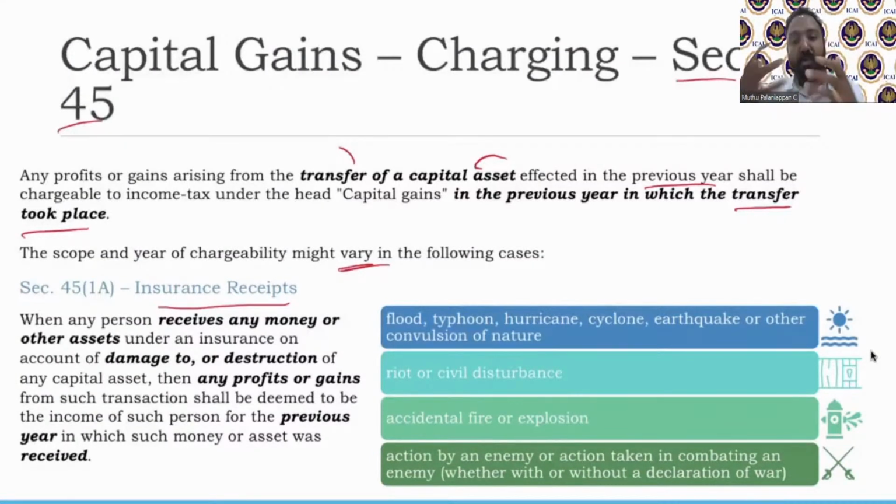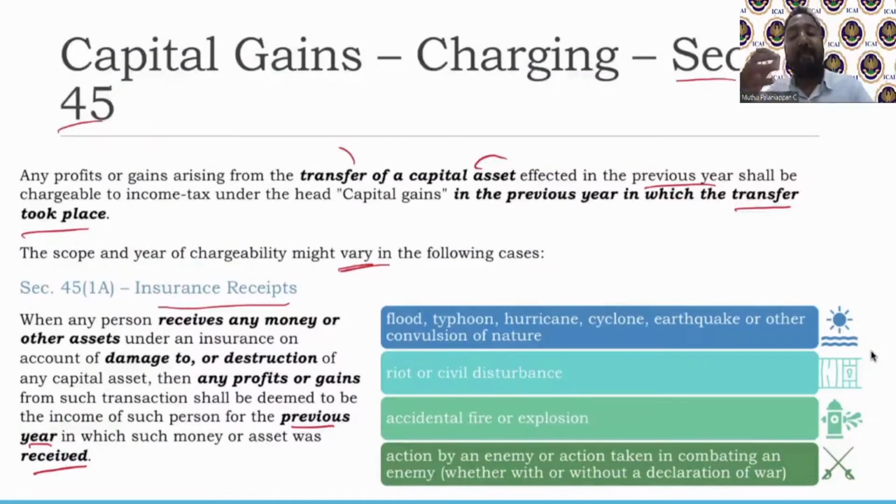that money, or that asset, will be treated as profit or gains in the previous year in which it was received. So whatever money was received, or the equivalent money based on the asset received, will be taxed not in the year of damage, but in the year of receipt. If you actually see, damage or destruction is also a transfer, because damage or destruction results in loss of rights. So it is a transfer, but it is not taxed in the year of transfer, but in the year in which you receive money from the insurance.